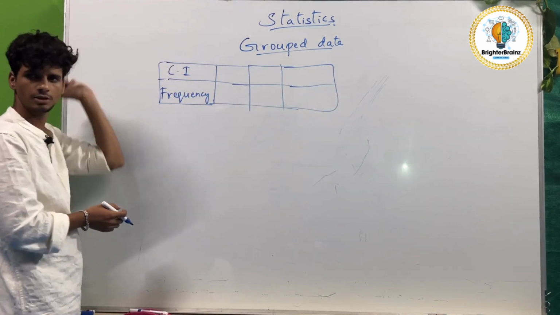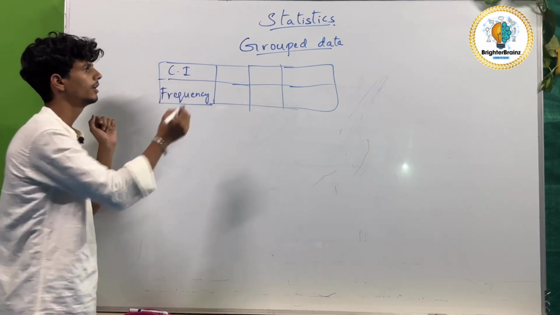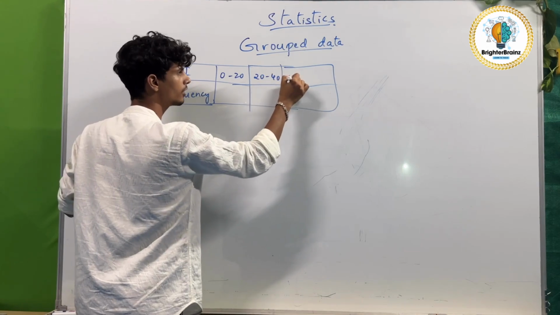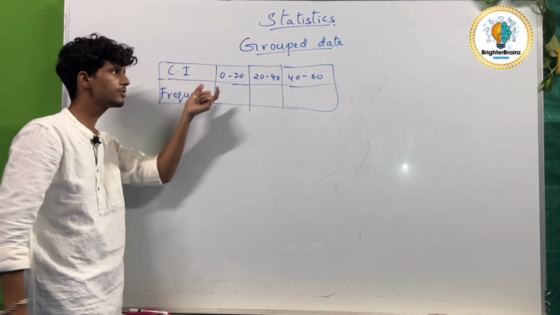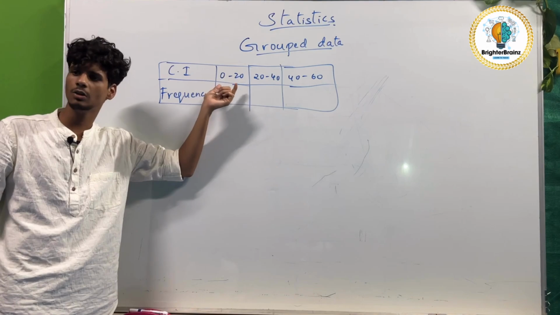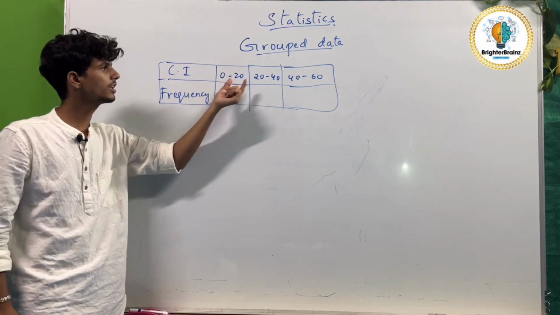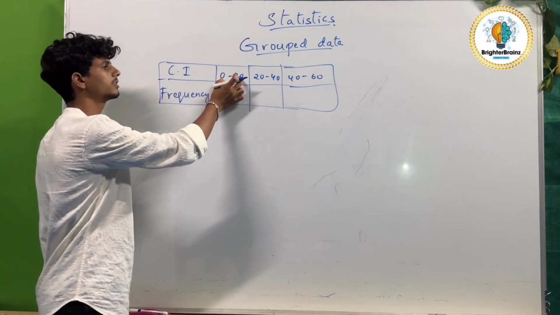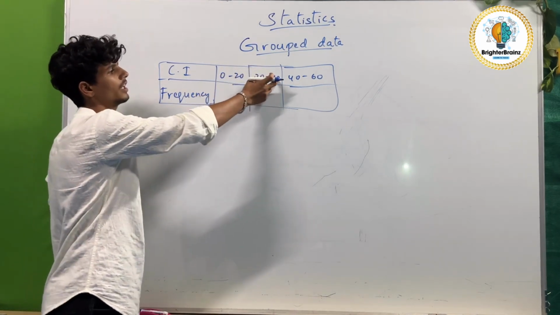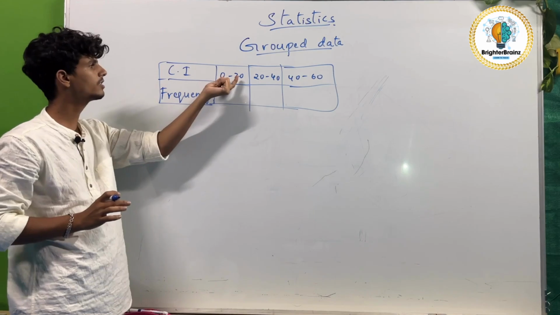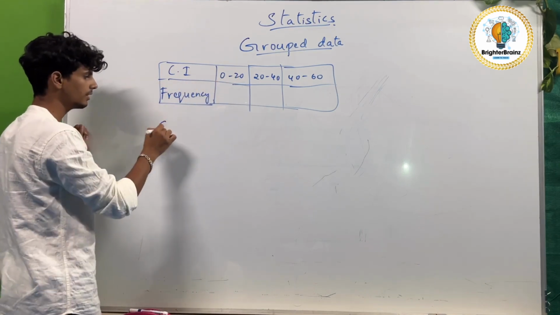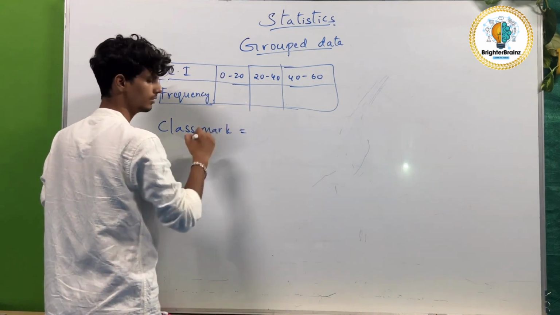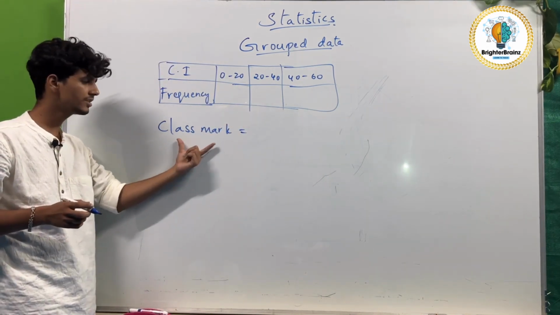So here class intervals will be in this way: 0 to 20, 20 to 40, 40 to 60. These will be the ranges. Class interval is the range. So these are the ranges, and the range should be the same here. Here, what is the class mark? How do you find the class mark? There is a major thing you need to know here. So what is a class mark?